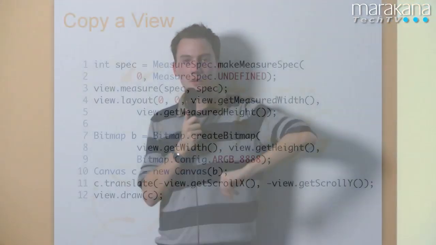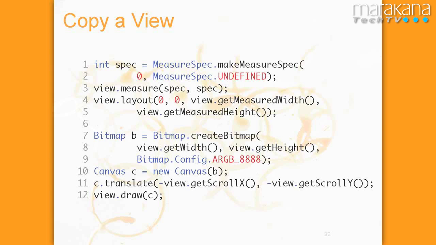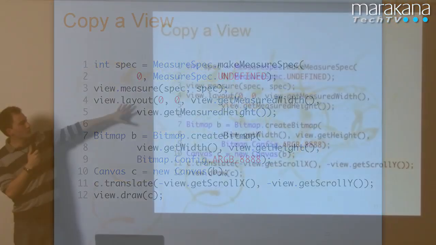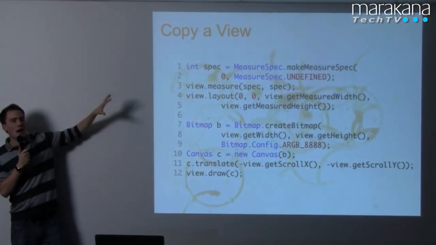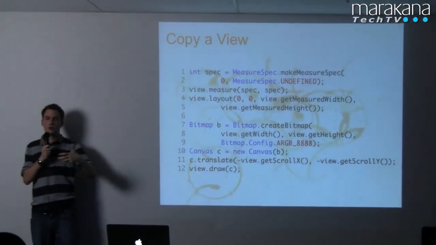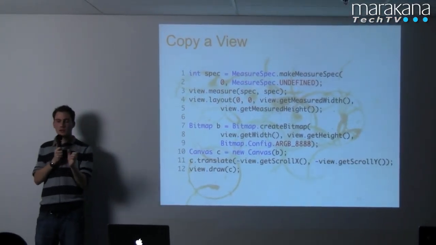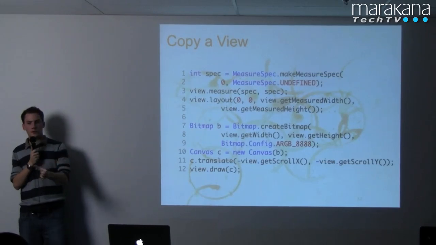This is the code you have to run. The code up there is not always necessary. So if the view is already on screen, you won't need the first few lines. Basically, those first few lines are how you force a view to be measured, so you know how big it is, and that's how you do the layout on that view.